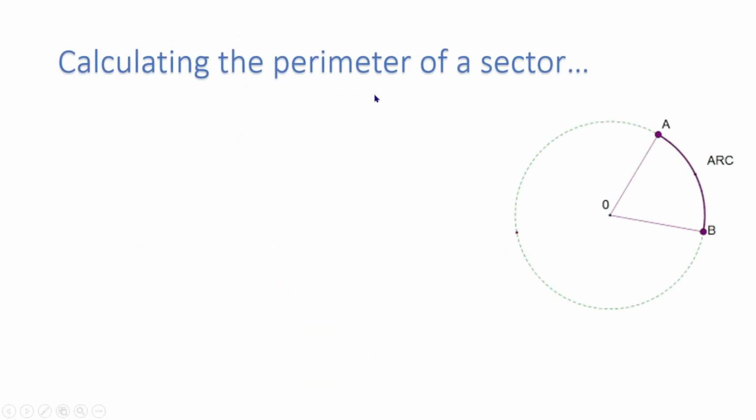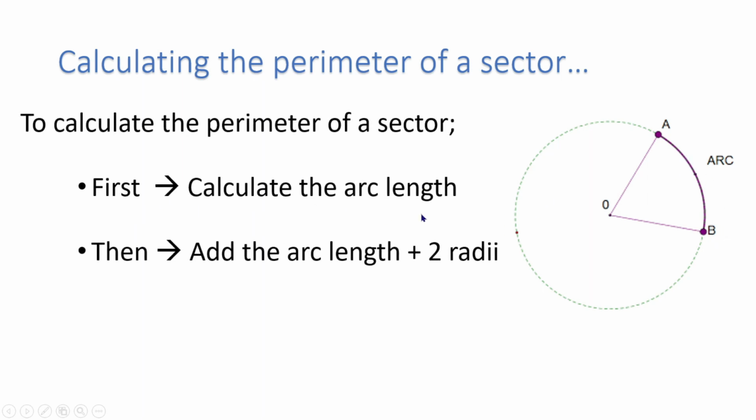To calculate the perimeter of a sector, you have to first find the arc length. You should first find this arc length, and then you can find the perimeter by adding the arc length and the two radii. Why? Because this sector is surrounded by the two radii and the arc. So the perimeter is given by the total length of the two radii and of the arc. So you should first calculate the arc length, then you can add the arc length plus the two radii.